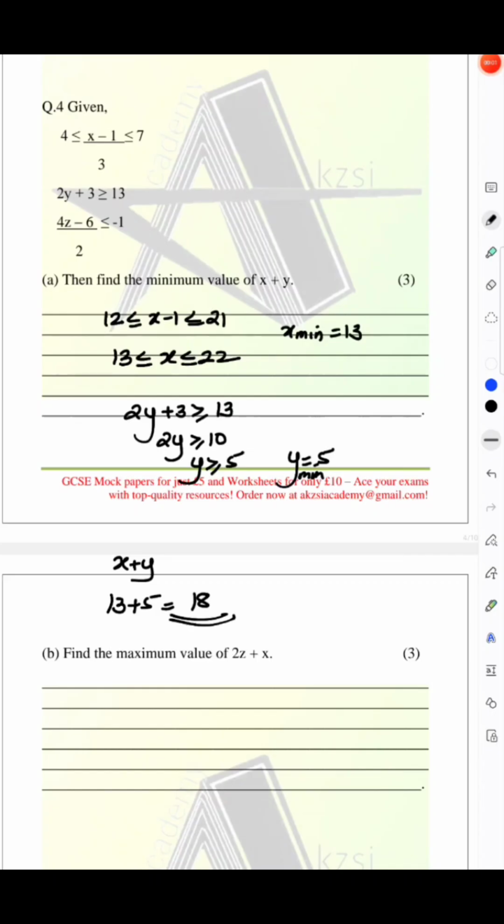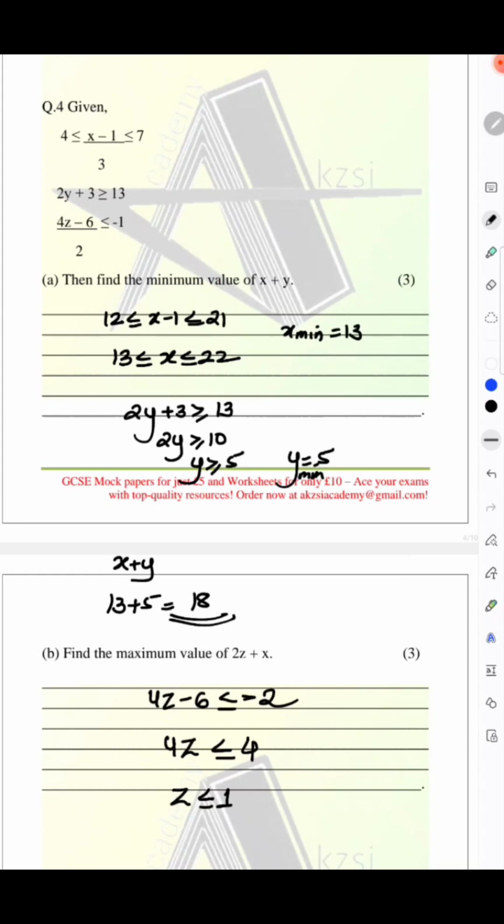Now we have to calculate the maximum value of 2z plus x. We have already calculated x, so we have to calculate z. This is the inequality dealing with z. We multiply both sides by 2, which gives 4z minus 6 less than or equal to negative 2. Now to isolate z, we add 6 to both sides. It gives 4z less than or equal to minus 2 plus 6, which is 4. Finally, dividing both sides by 4, I'll get z is less than or equal to 1.